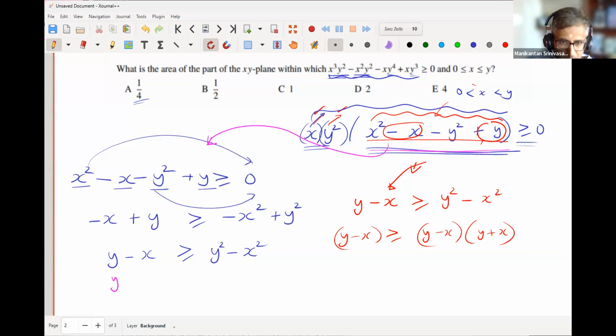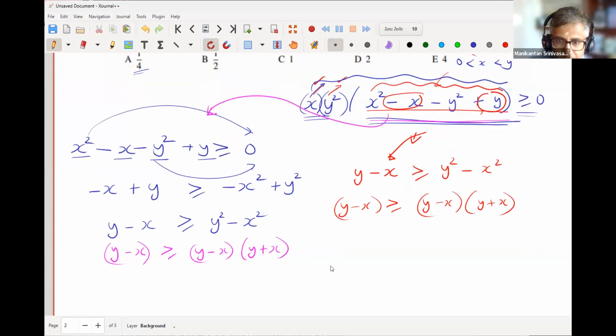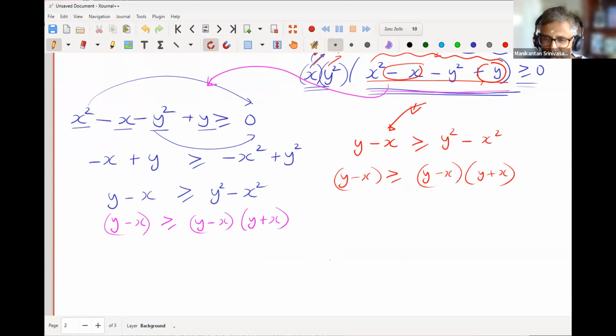Okay, good. So y minus x is greater than or equal to... I'm glad you're probing. That's very good. So y minus x should be greater than or equal to y minus x times y plus x. So now here again, which means what? For now, just go with the flow.